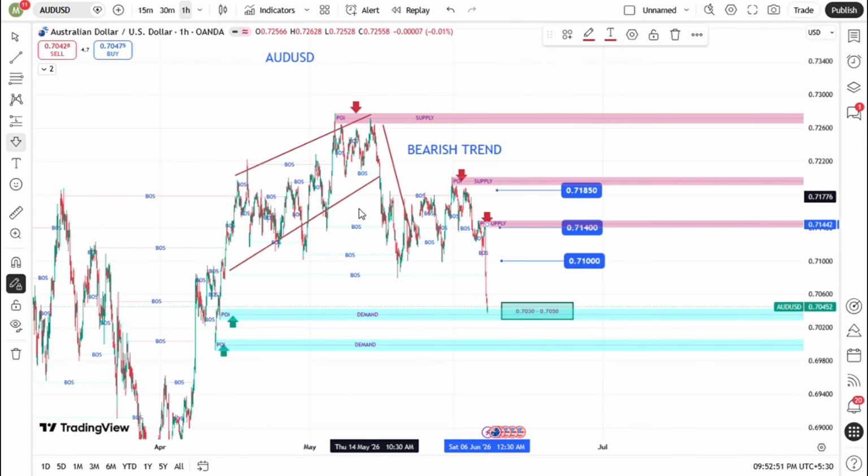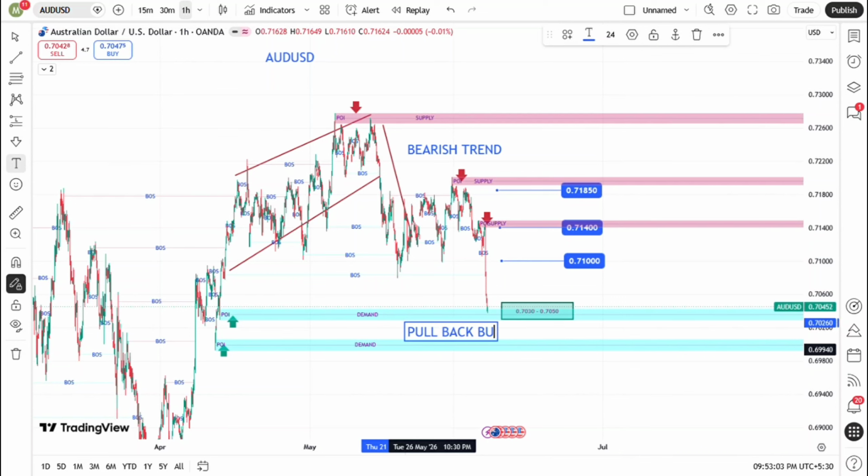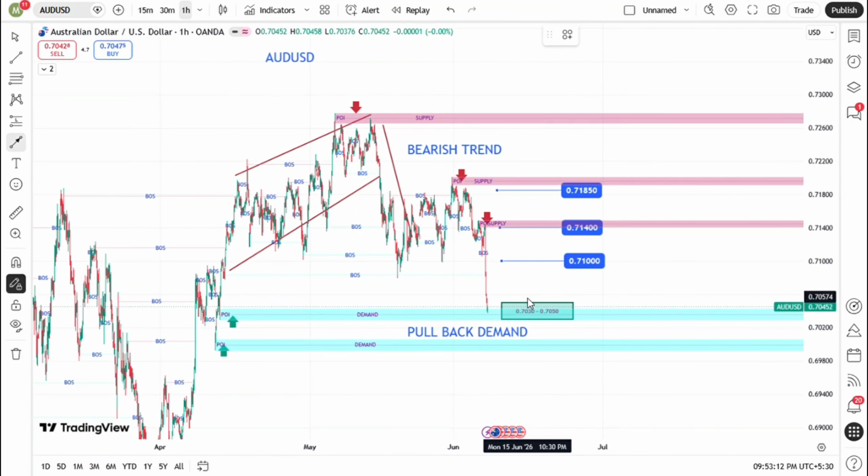For the bullish continuation pathway, the 0.7030 to 0.7050 demand array must hold firmly. Our invalidation level is strictly set at 0.7010. If price breaks this, our bias changes. Upon bullish structural confirmation, the market is projected to target upward buy-side liquidity pools.